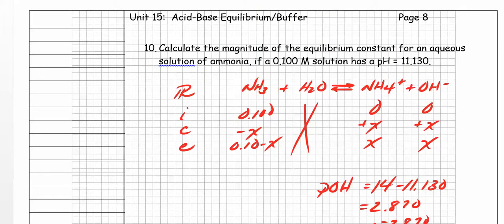All right, in this one we want to take a look at a weak base. So we looked at a weak acid in the last one. We're going to try a weak base this time. It's going to be very, very similar. It says calculate the magnitude of the equilibrium constant for an aqueous solution of ammonia. So we know ammonia is a weak base, right? So if a 0.1 molar solution has a pH of 11.130, okay?